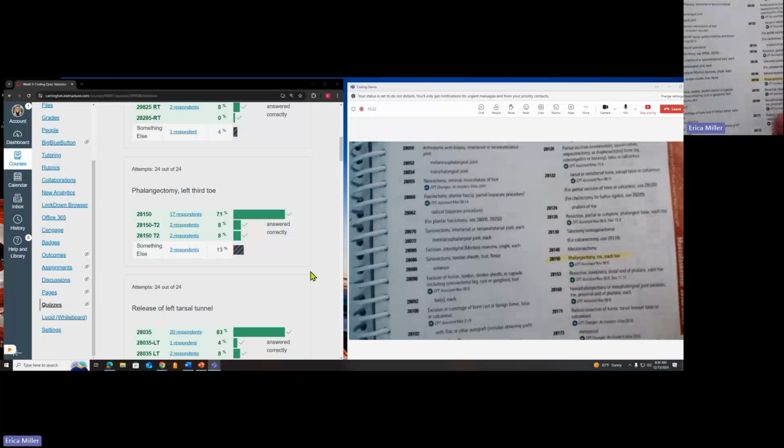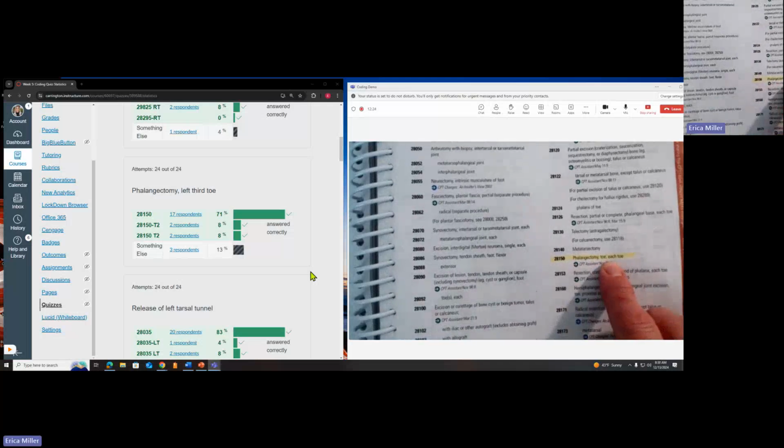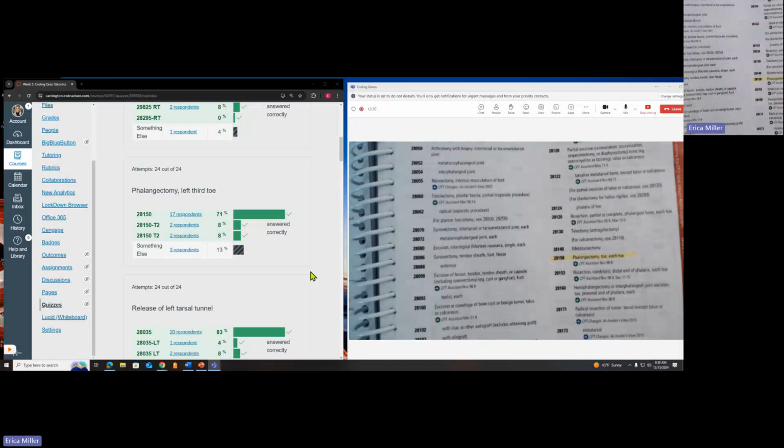And there we go. Phalangectomy, toe, and then detail each toe. So we just had one toe, and we're going to represent what toe that was with a modifier, informational only. Even if you left it off, your claim is still going to get paid. But details matter. So that's why we have those informational modifiers.